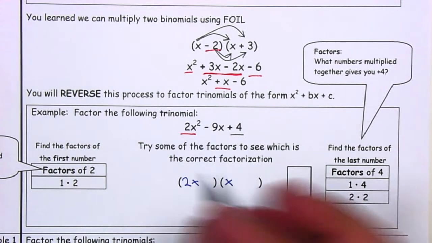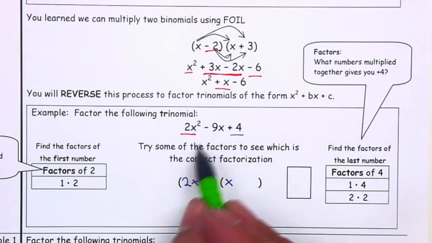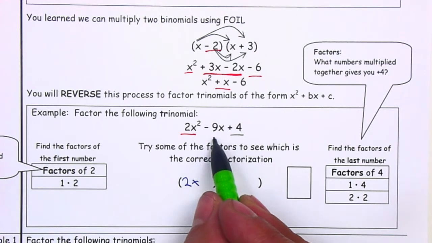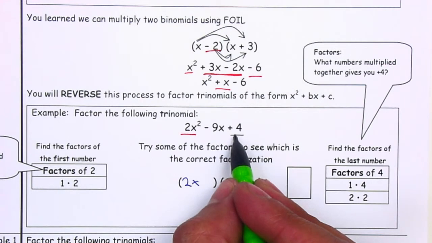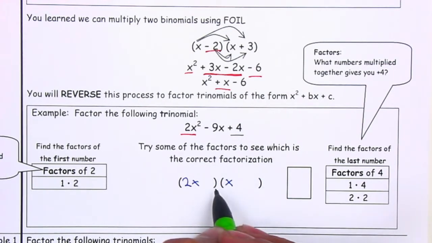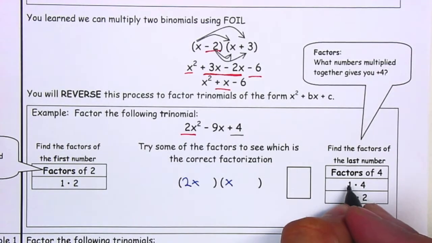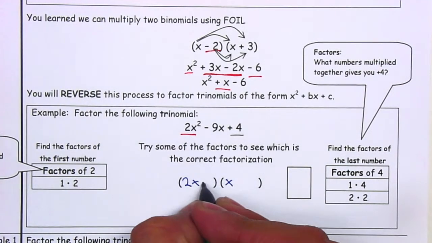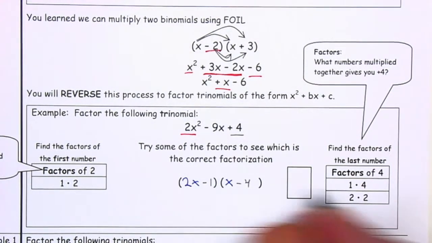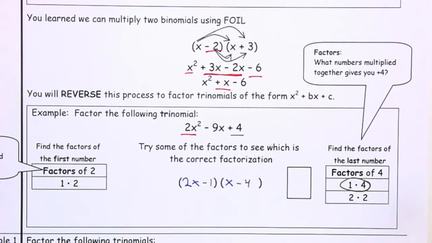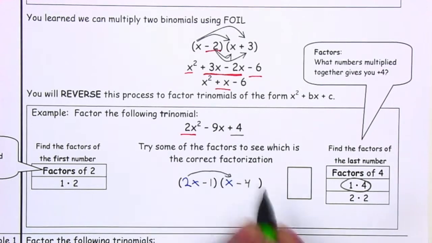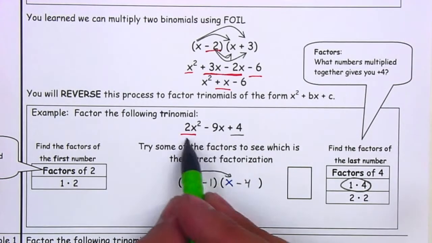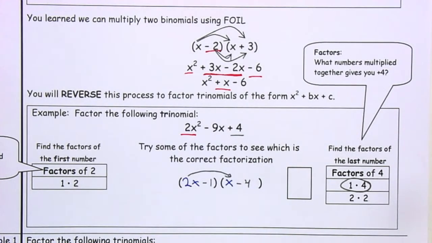We need to be able to try some of the factors to see which one will give us the correct factorization. Now, since this is a positive 4, we know that they both have to be negative or both positive. So let's try negative 1 and negative 4. I'm taking the factors of 4, which are 1 and 4, and I'm going to FOIL to see if I can get the same trinomial that I started with.